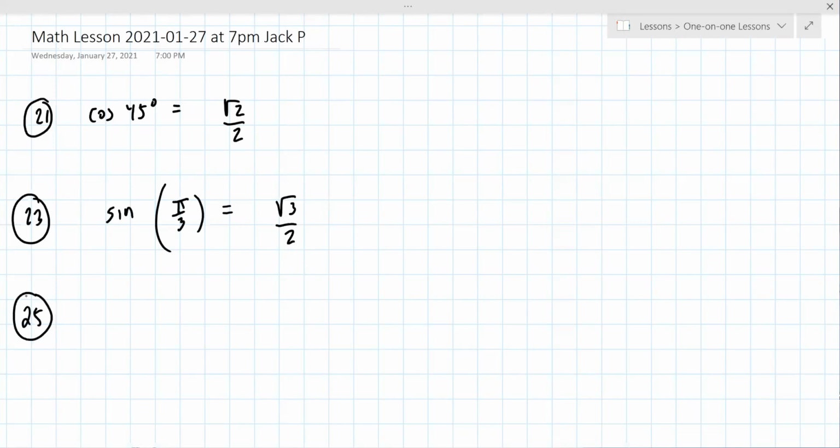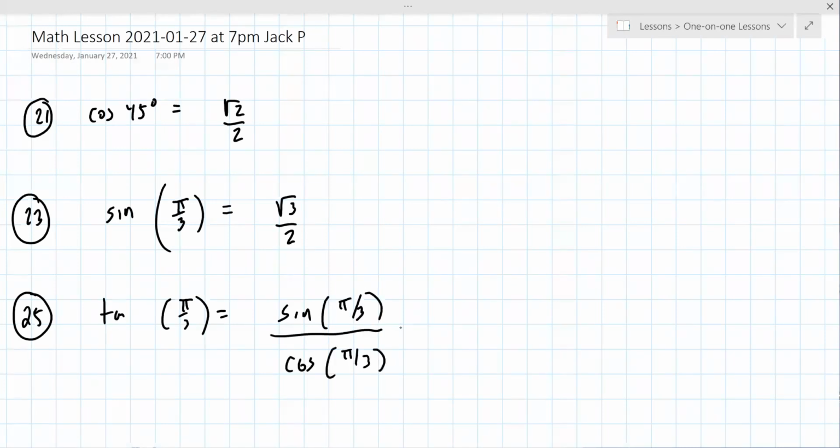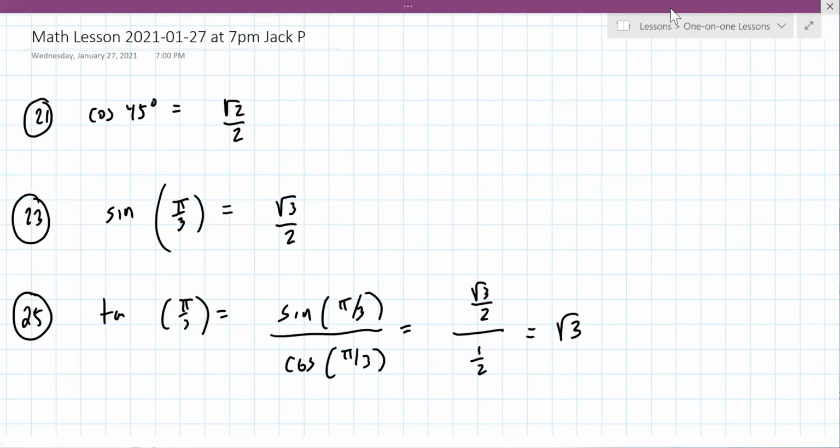25 is the tangent of pi over 3. So that's a little more sophisticated. You've got to find sine pi over 3, which we just found, over cosine pi over 3, which we just found. So that's square root of 3 over 2 over 1/2. So that is the square root of 3.